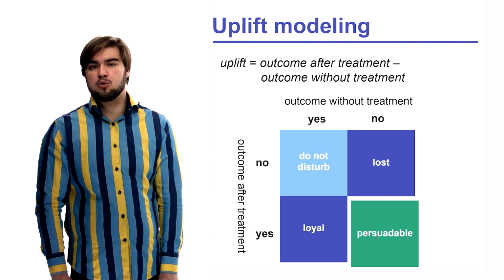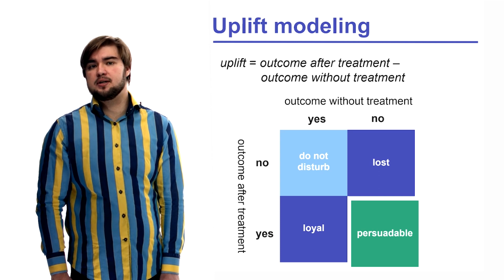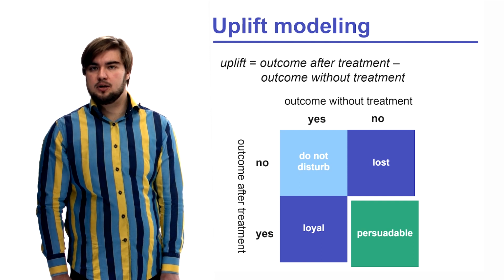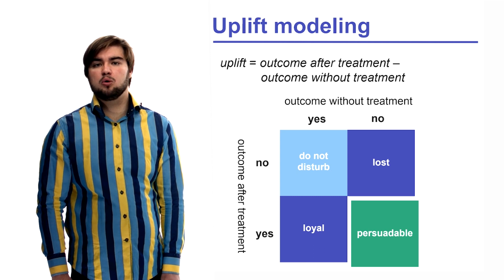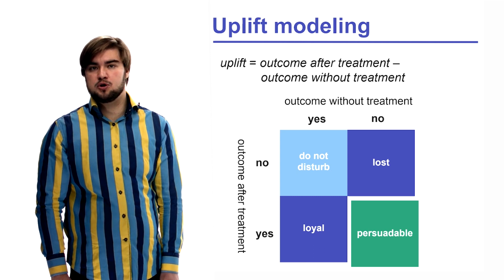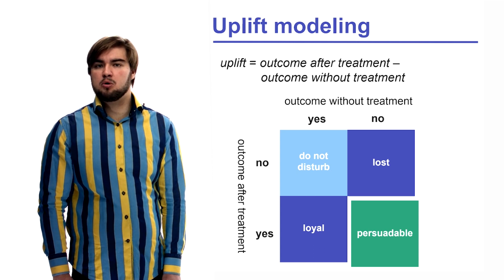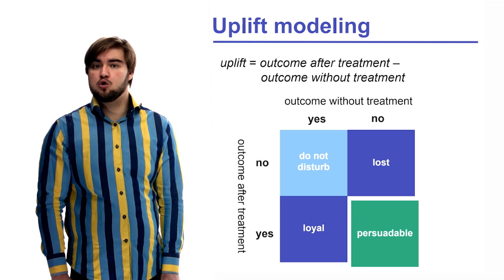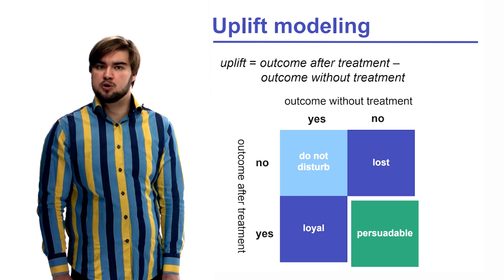There are customers who were ready to buy our product just like that, but after a call, apparently out of harm, they lose the desire to do so. Such clients do not need to be disturbed in any case. The other two types of customers are loyal and lost. Our call will not affect their decision to purchase the product. And the last type of customers is persuadable. Our call will induce them to buy the product. Such customers should be called first, and Uplift modeling allows us to distinguish them.